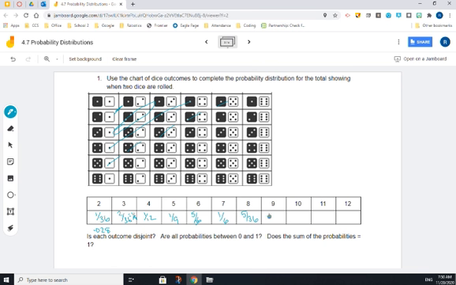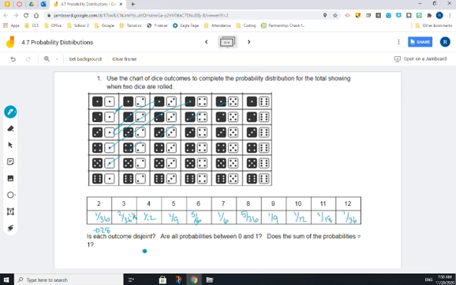For 9, we get 1 out of 9. There's 4 of them, 4 out of 36. For 10's, there's 3 out of 36, or 1 out of 12. For 11's, there's 2 out of 36, or 1 out of 18. And for 12's, we get 1 chance out of 36 of getting that. So that would be our probability distribution.